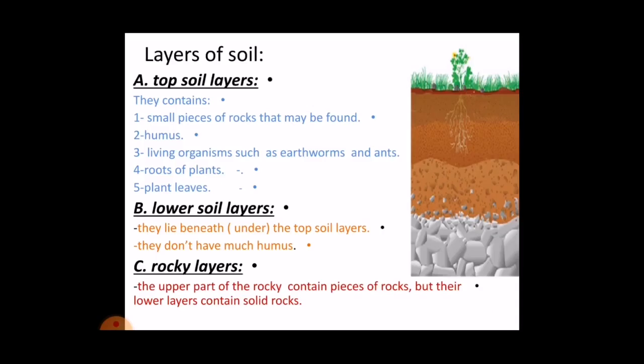Number 1, top soil layers. They contain small pieces of rocks that may be found, humus, living organisms such as earthworms and ants, roots of plants, and plant leaves.